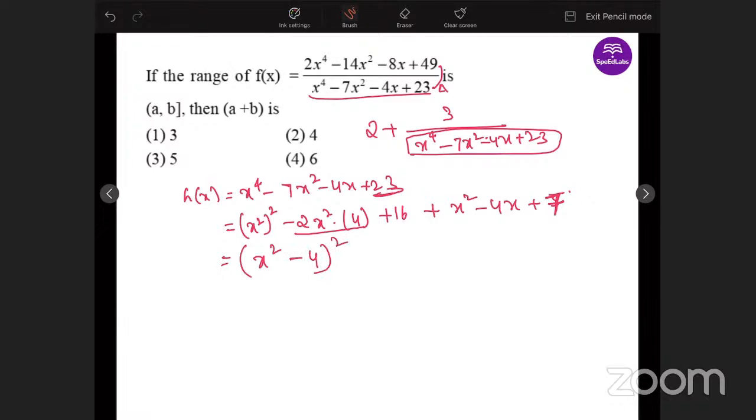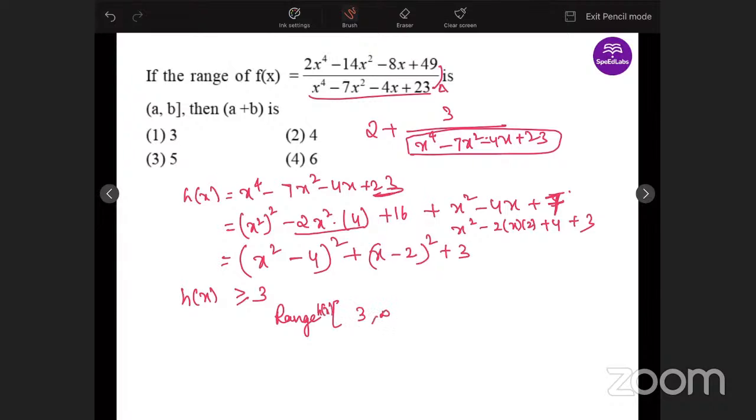Now this can be written as x square minus 2 times of x into 2. So basically it is 4 plus 3. So I can write this as x minus 2 the whole square plus 3. So therefore my h of x should be greater than or equal to 3. So what will be the range of h of x? 3 to infinity, right?